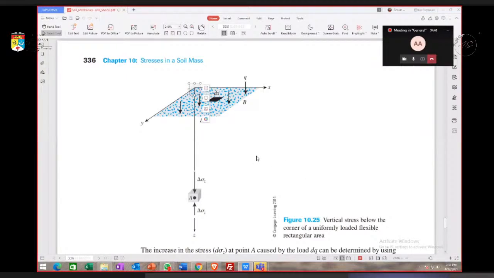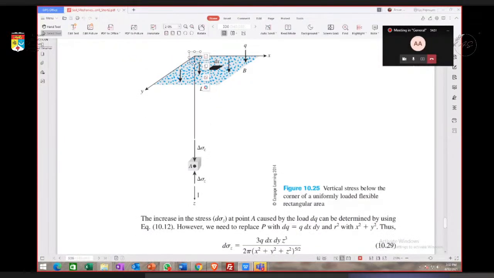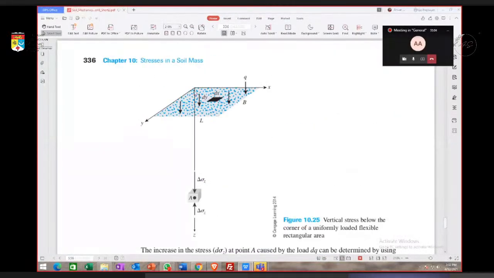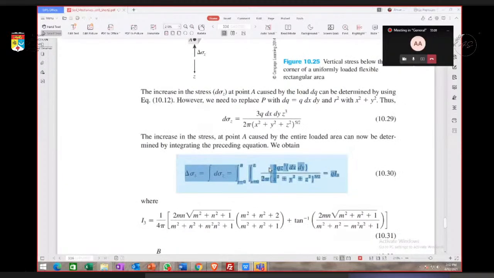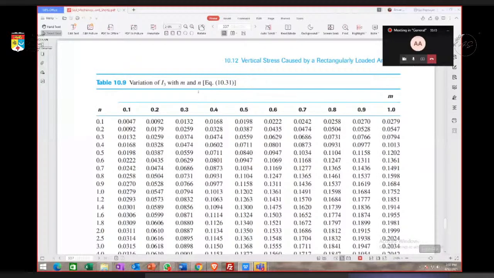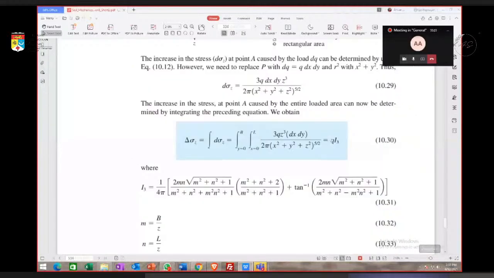If we were to use this equation, make sure the location of the soil element is below the corner of the rectangle. That is very important. Then we can use this equation and also find the I3 here. I3 is in the equation, so we need to find I3. We know q, so we can calculate the increase in stress.